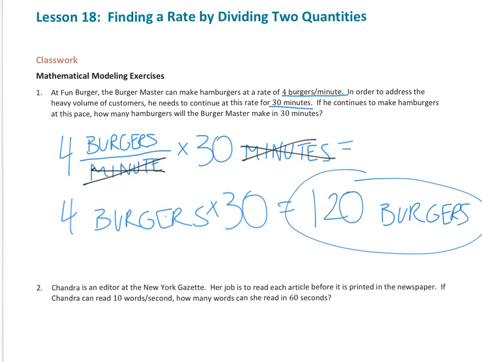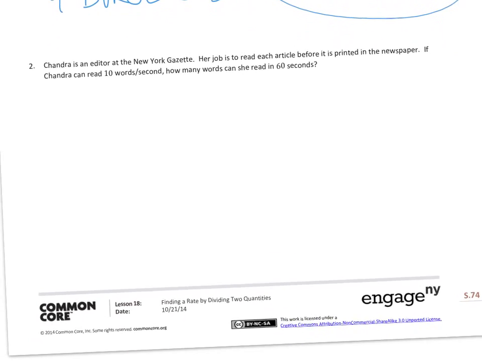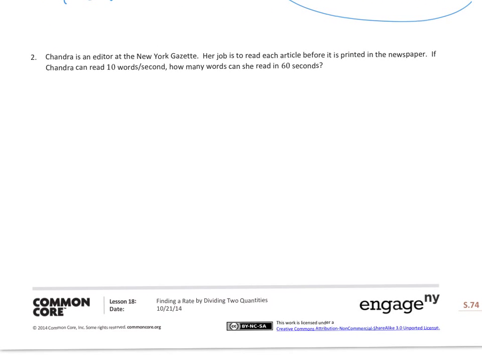And that's all there is to it. Let's do one more just to make sure we've got it. So Chandra is an editor at the New York Gazette. Her job is to read each article before it's printed in the newspaper. If Chandra can read 10 words a second, how many words can she read in 60 seconds?